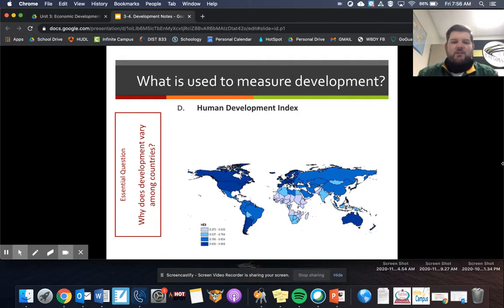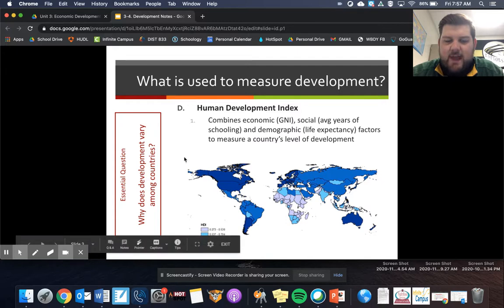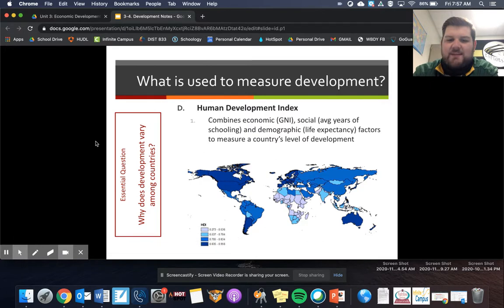Okay, what is used to measure development? Well, we call it the Human Development Index. The demographic transition model measured population. The HDI, or Human Development Index, measures development. Okay, and it combines a few different factors to determine a country's level of development. And as you can see with this map here, the HDI of a country is always under 1. 1 is the highest you can get.